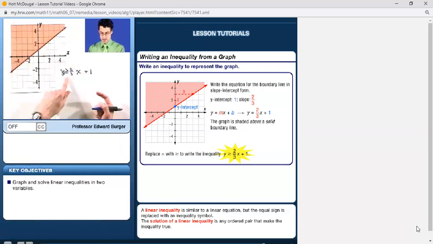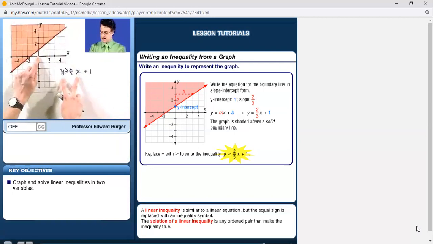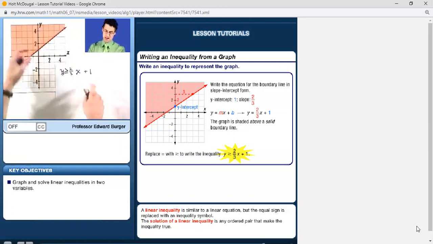Let me just say again how I knew how to put the inequality. I just picked a point, in this case, a point that I don't want to satisfy. Check it out. If I put 0, 0 here, it doesn't satisfy it. 0 is not greater than or equal to 1. So therefore, it's the other side, and that's how I get it.